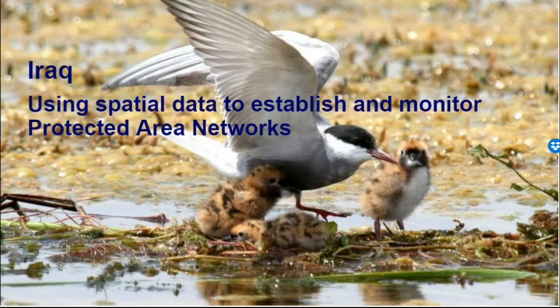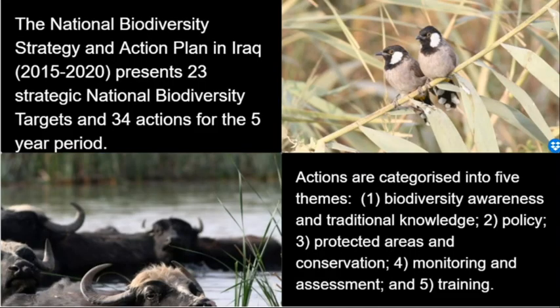The first National Biodiversity Strategy and Action Plan in Iraq was produced for the period 2015 to 2020, and this includes 23 strategic national biodiversity targets and 34 actions for that period. So the actions can be categorized into 5 themes, which are biodiversity awareness and traditional knowledge, policy, protected areas and conservation, monitoring and assessment, and training.